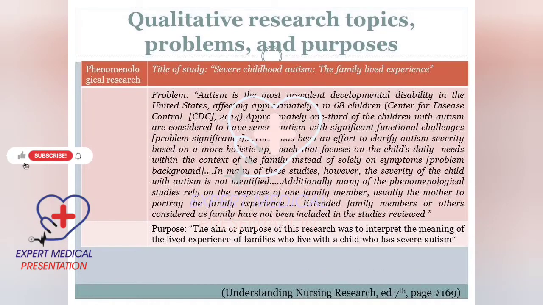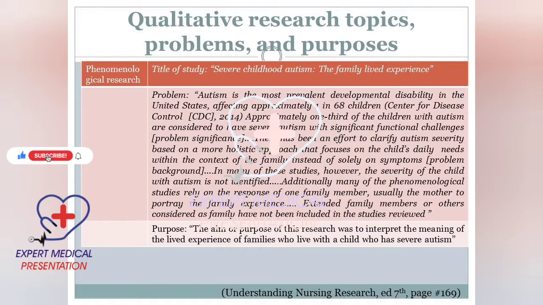Qualitative research topics, problems, and purposes. Phenomenological research. Title of study: Severe Childhood Autism, the Family Lived Experience. Problem: Autism is the most prevalent developmental disability in the United States, affecting approximately 1 in 68 children, Center for Disease Control, CDC, 2014. Approximately 1/3 of the children with autism are considered to have severe autism with significant functional challenges.